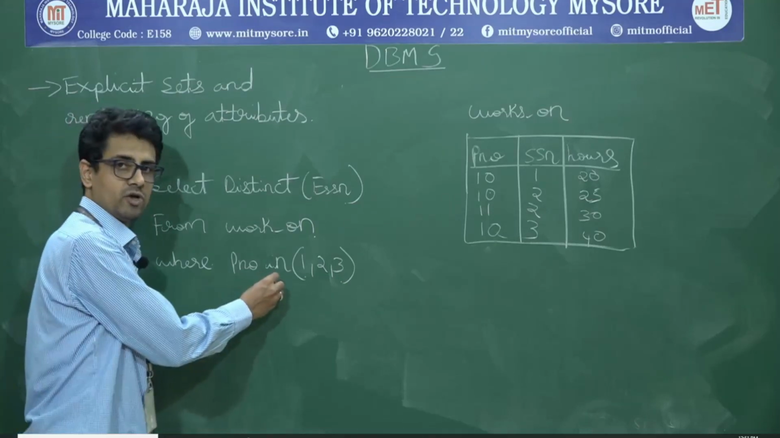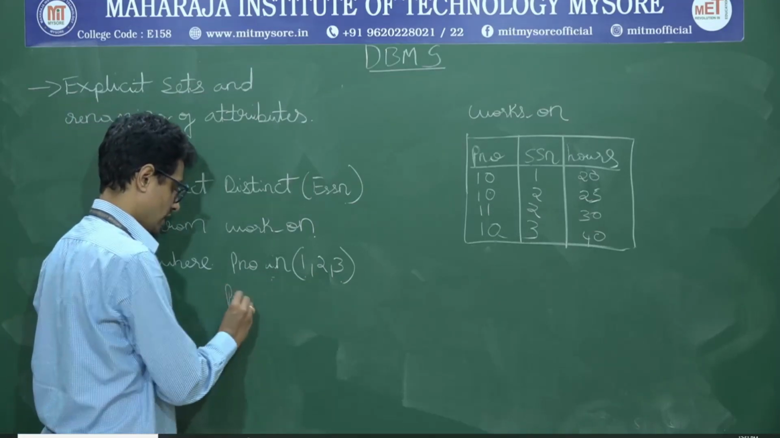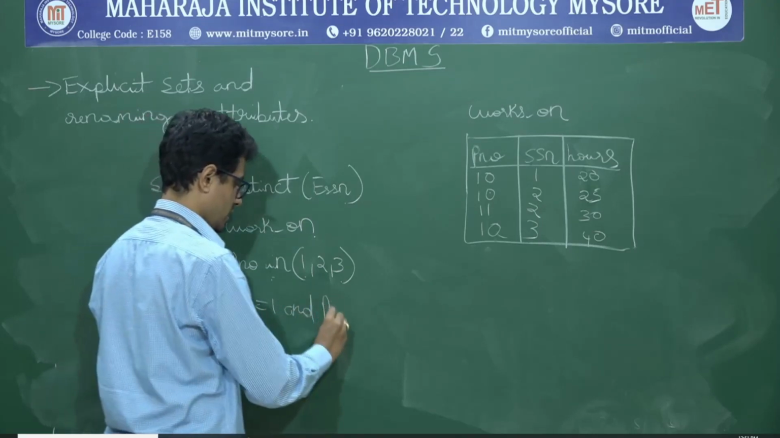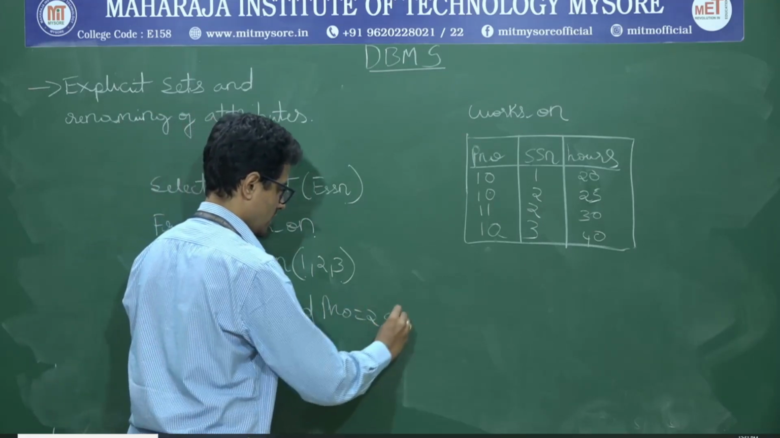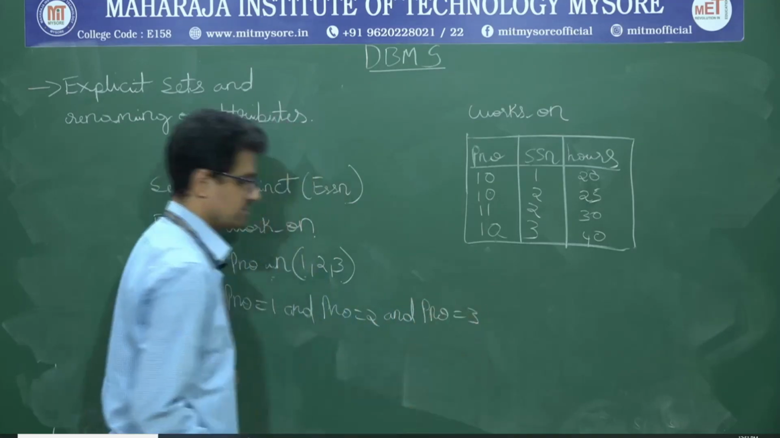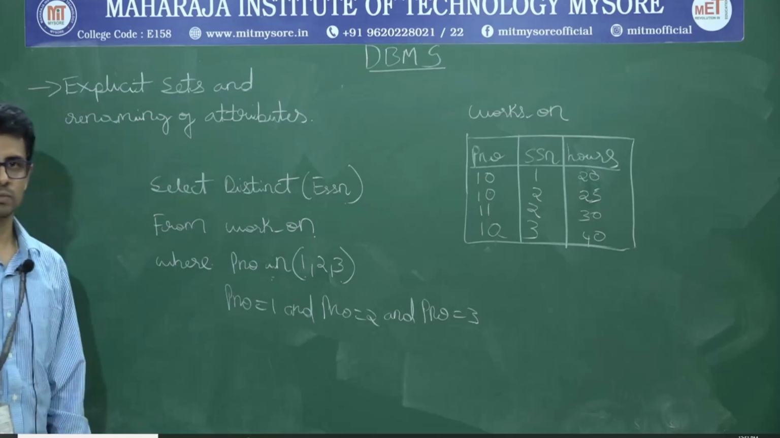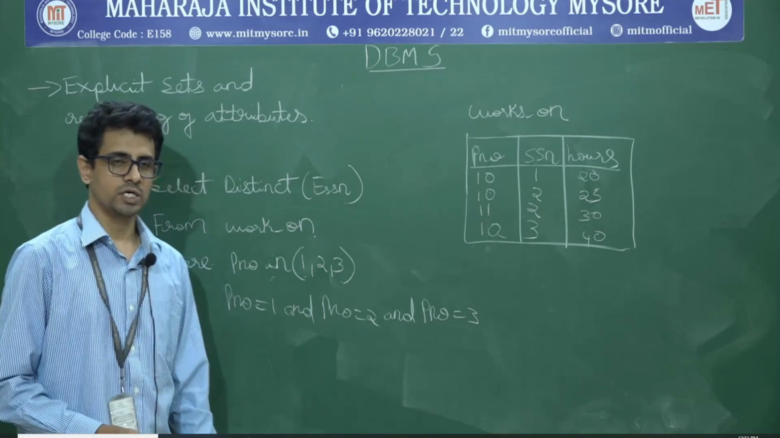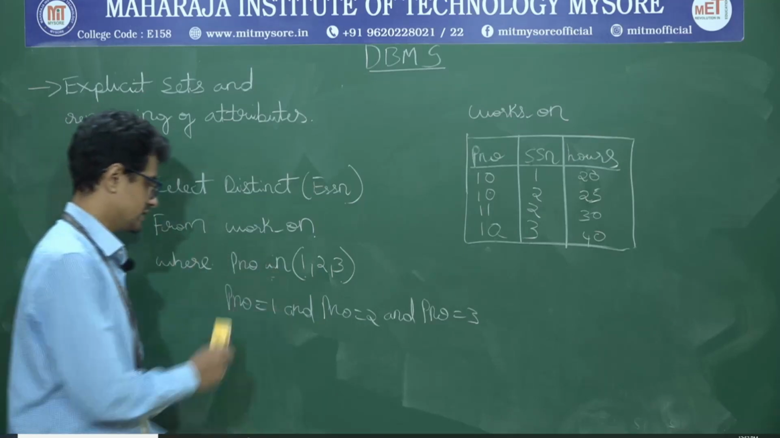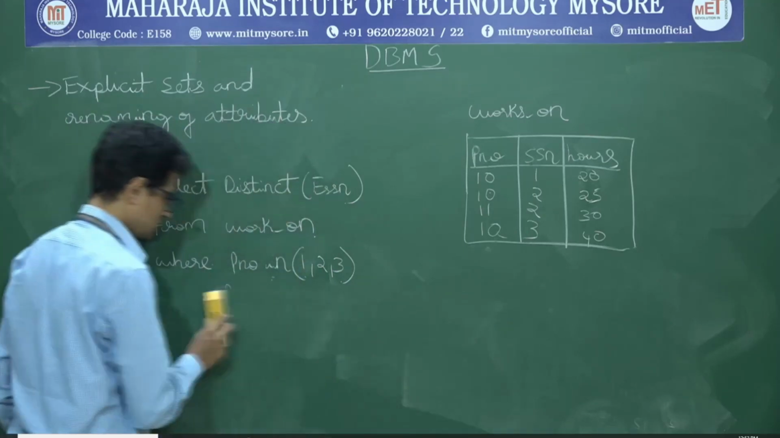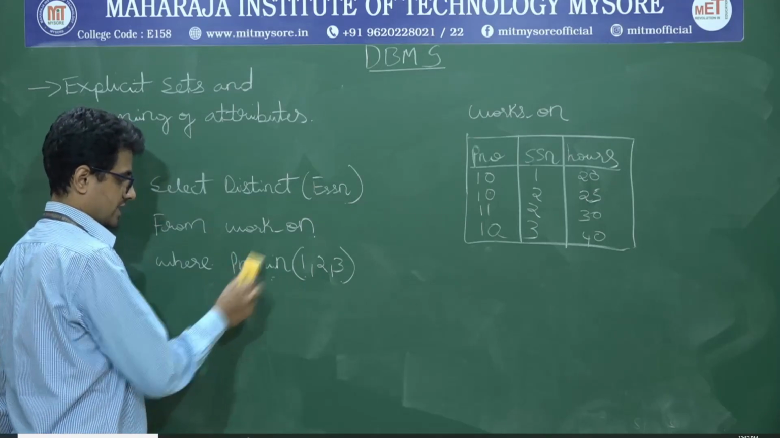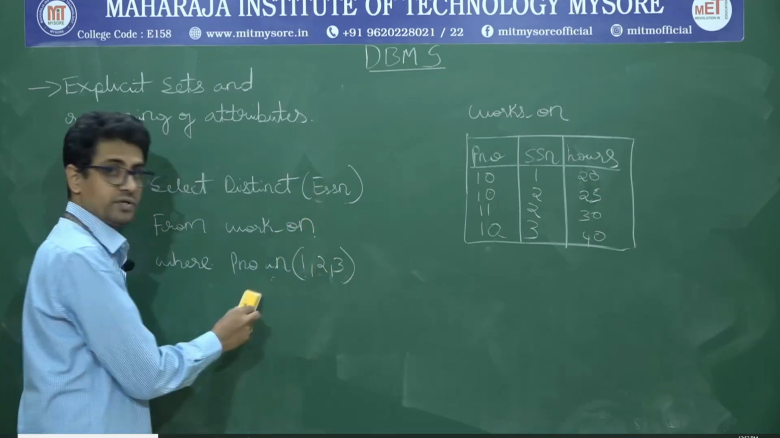See, if I didn't have this IN operator, what would be the scenario? P number equal to 1 and P number equal to 2 and P number equal to 3. We need to write these equality conditions multiple times to be matched with all the values. To say this in simpler words, we can use this explicit sets operator called the IN operator, which says that whichever SSN is with 1, 2, 3, all 3 values.